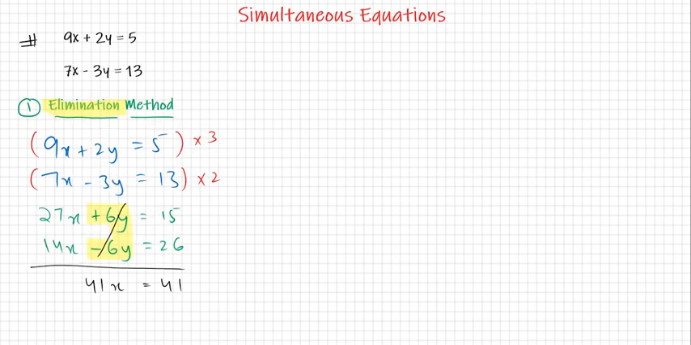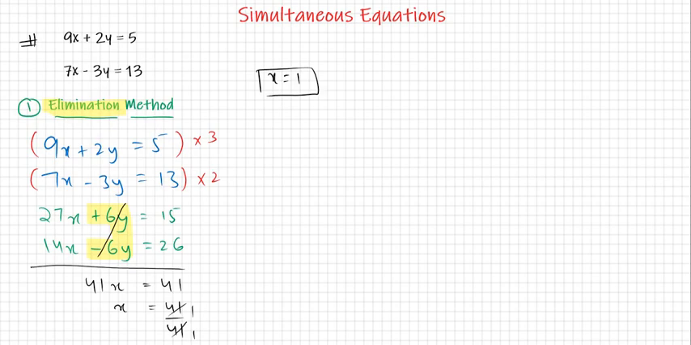Now we shift this 41 to the opposite side. It is multiplied here, so on the opposite side it will be divided. So 41 ones are 41 and 41 ones are 41. So the value of x that we get from here is 1. The value of x is 1.